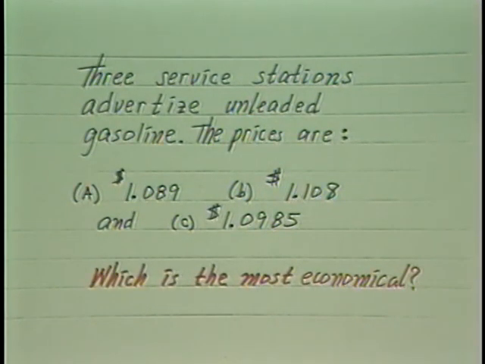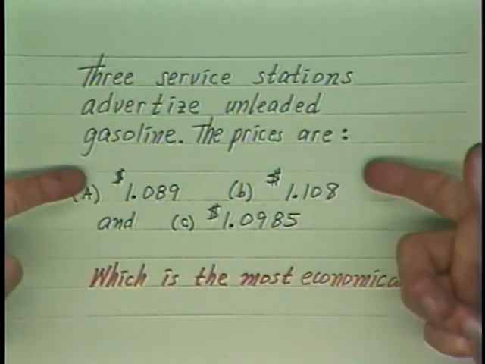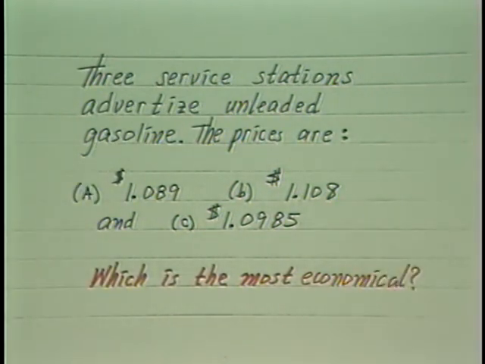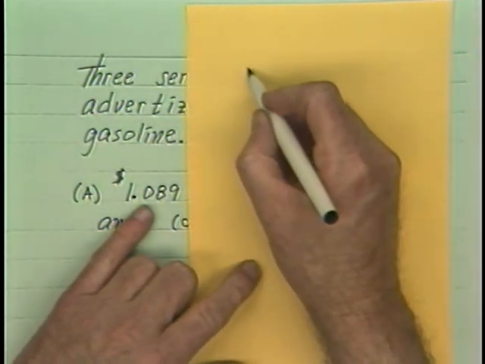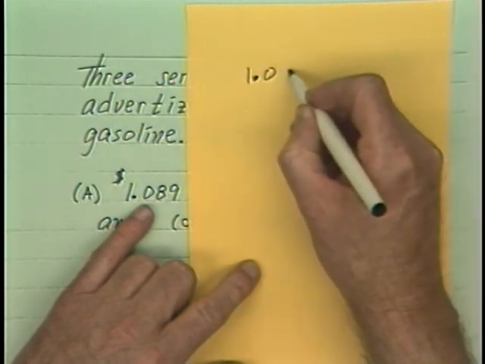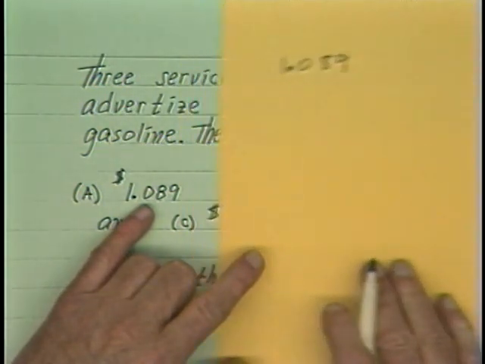Three service stations advertise unleaded gasoline. The prices are as listed here. Which is the most economical? That is, which is least? And our technique simply suggests to us to write each price with the decimal points lined up.